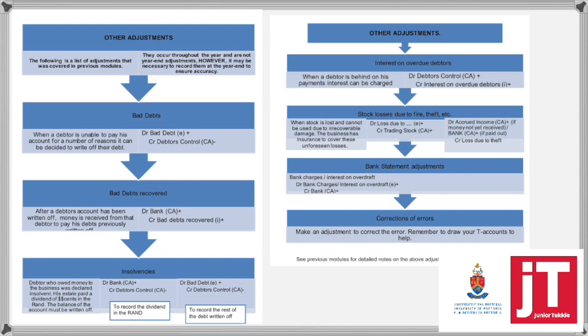And then finally, corrections of errors. Now, I'm not going to go into any specific details other than what you see in front of you, because we've discussed this in previous modules in detail. So if you can't remember one of these things, please go back to the previous modules and double check on it. So this is now your building blocks. If you don't understand any of these adjustments, you're really going to struggle. So I suggest that you go back and revise this section if you struggled with it previously.